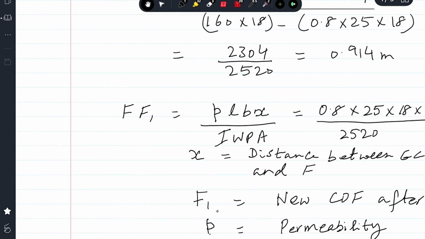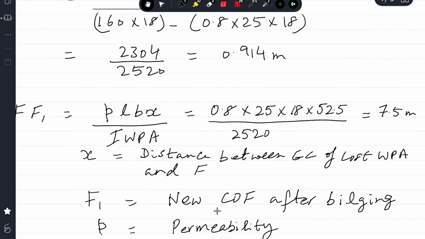So that is used here. Water plane area lost into distance of its center of gravity from center of flotation. Original center of flotation is 52.5 upon intact water plane area, which is found here, 2520. So I get 7.5 meters. 7.5 meter is the shift in the center of flotation towards aft.